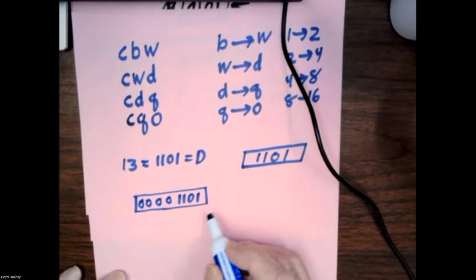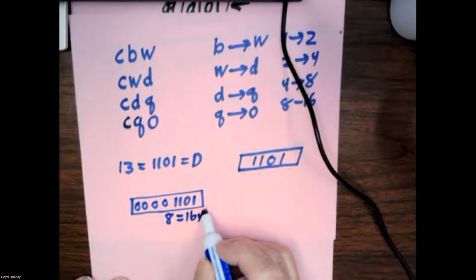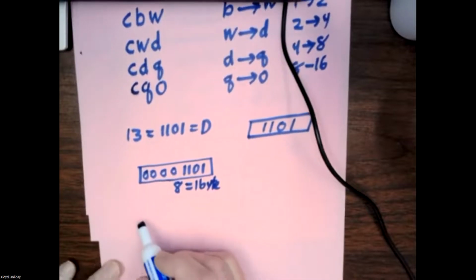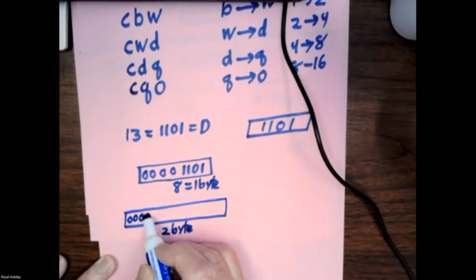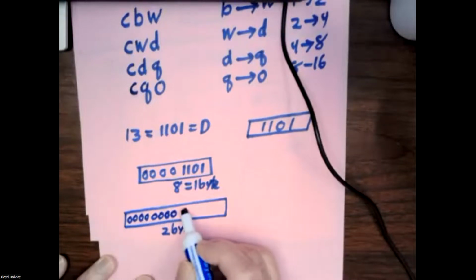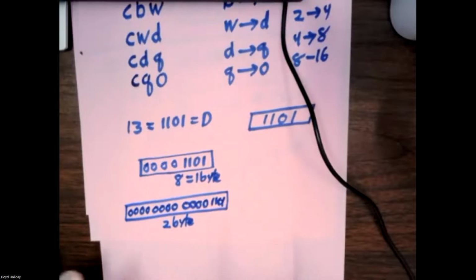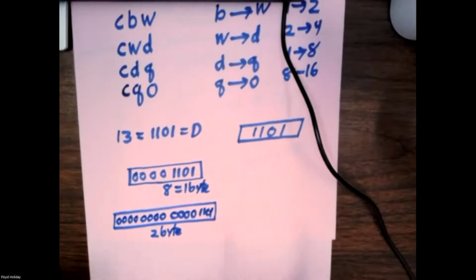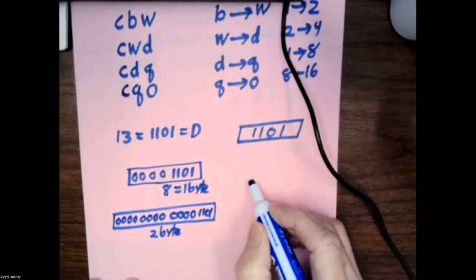And if we went one further, so here's the 8, or 1 byte. If we went the next step higher, it would be 2 bytes. And then there would be 1, 2, 3, 4, 5, 6, 7, 8, 1, 2, 3, 4, 1, 1, 0, 1. That would be 13 in 2 bytes. Well, it starts to play a role when you start to multiply and divide.